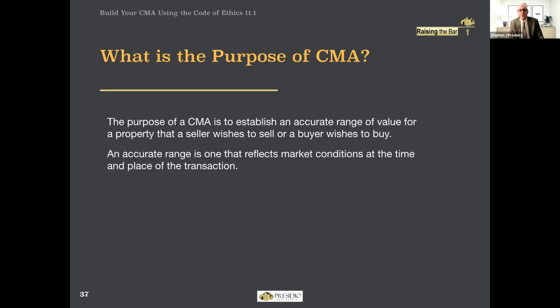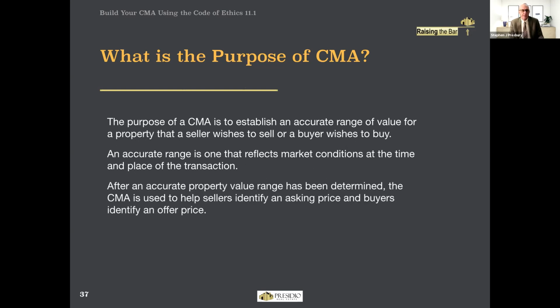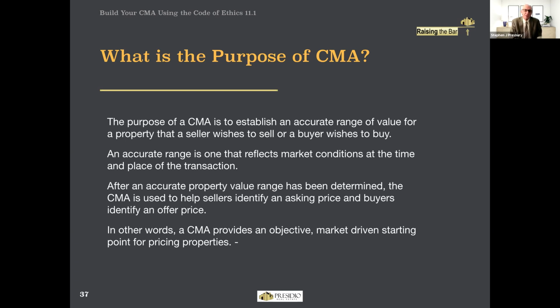An accurate range is one that reflects market conditions at the time and place of the transaction. After an accurate property value range has been determined, the CMA is used to help sellers identify an asking price and buyers identify an offer price. Hopefully they both come together. In other words, a CMA provides an objective, market-driven starting point for pricing properties. Any questions on that slide or comments?